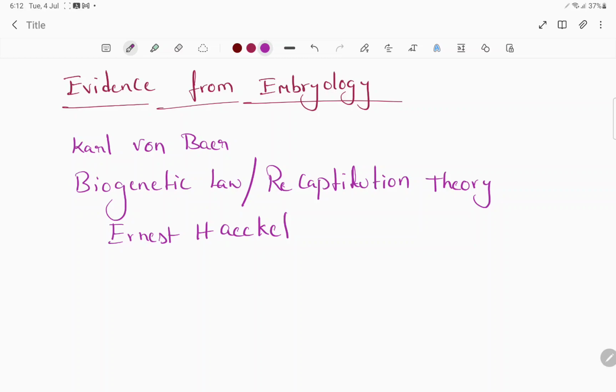Ernst Haeckel proposed it by studying vertebrate embryos. We know him from the development of the kingdom Protista. Haeckel formulated the recapitulation theory or biogenetic law. The law states that ontogeny, early embryo development, recapitulates phylogeny, the evolution of the race. According to Haeckel, early embryos in vertebrates recapitulate or recall the evolution of their race. And next, evidence from comparative biochemistry.